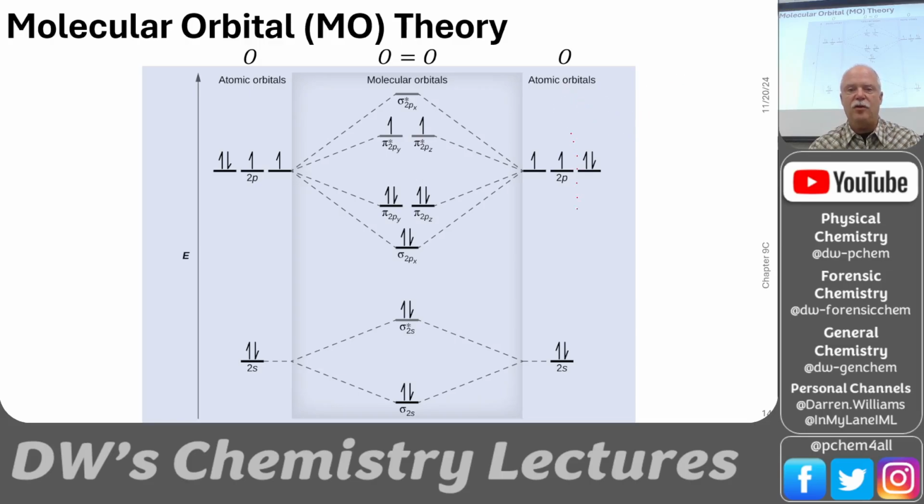We have all of the atomic orbitals over here, 6 valence electrons. Down below, you have the 1s orbitals with 2 electrons in it. So there's all 8 electrons for oxygen.